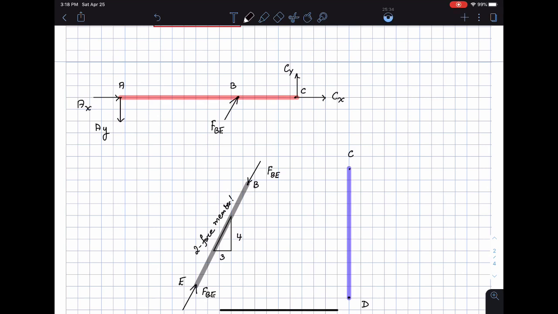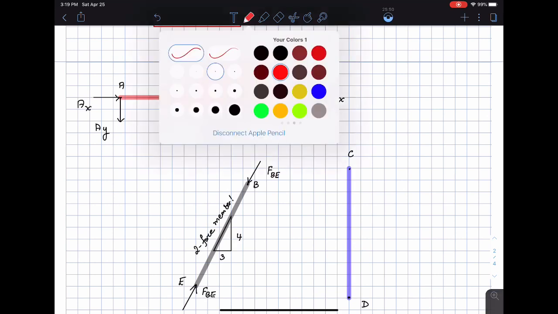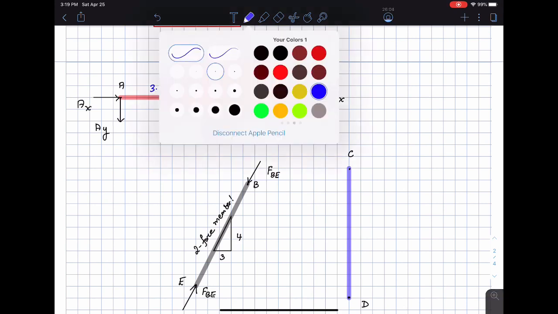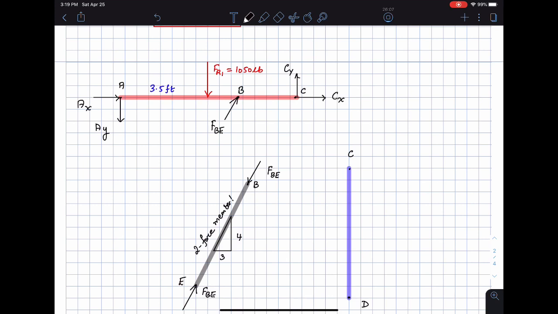And of course, on the bar AB, I also had this distributed force FR1, which was acting vertically down, as you remember from before. This was equal to 1050 pounds. So this is FR1, which is 1050 pounds. And then we had distances. Distance from A to B was known to us as 3.5 feet. Distance from the point where FR1 is acting to the point B, let me scoot this down and write this here. So this is the point B, and this distance was 1.5 feet, and then the remainder of the distance was 2 feet.